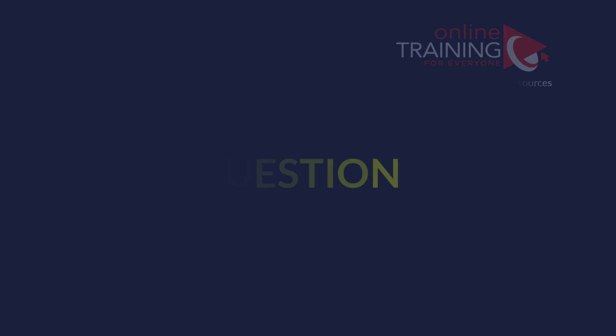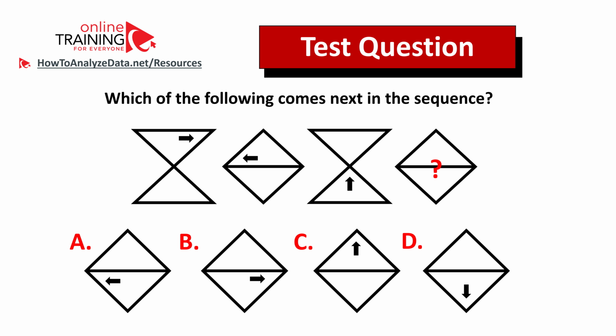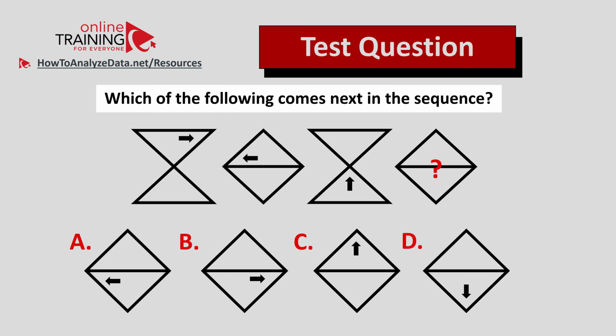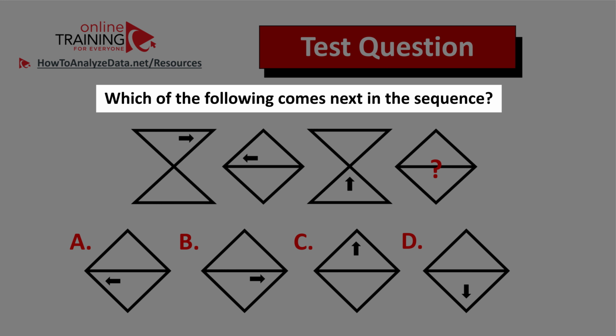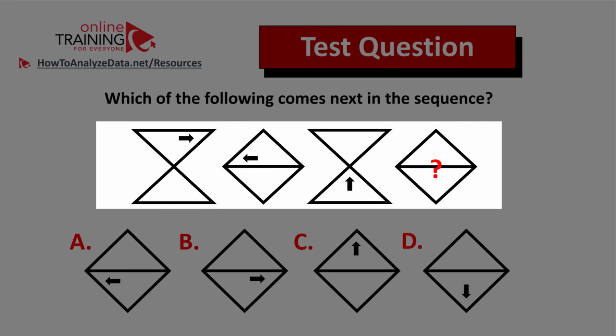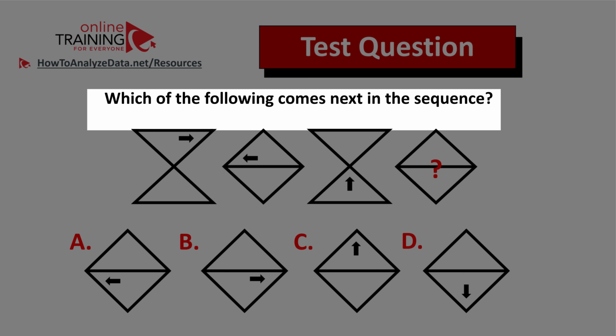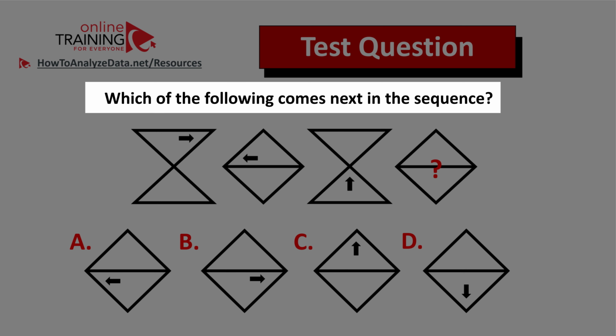Here is a very tricky question which is very unusual from the others. But once you know the pattern, it is very easy to solve it. Here is the question. Which of the following comes next in the sequence? You're presented with the sequence of 4 items, and you need to determine the arrow's location for the item number 4. You have 4 different choices: A, B, C, and D.